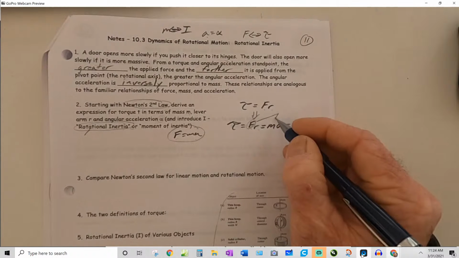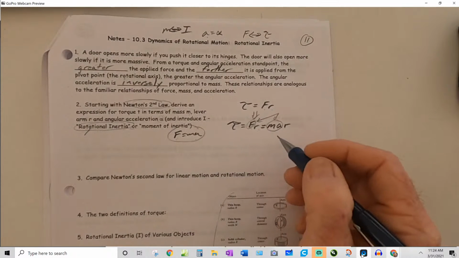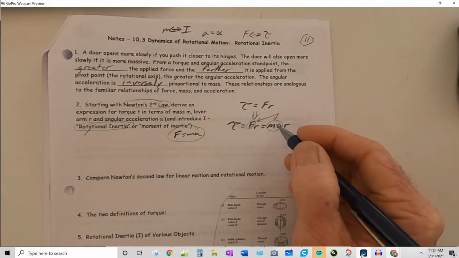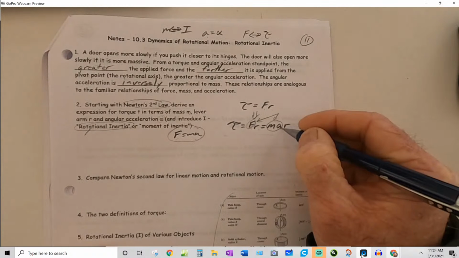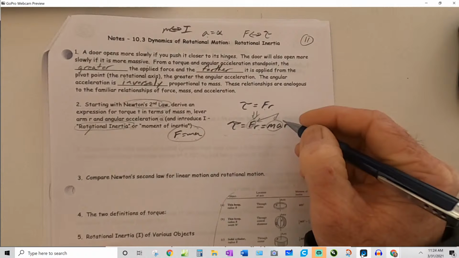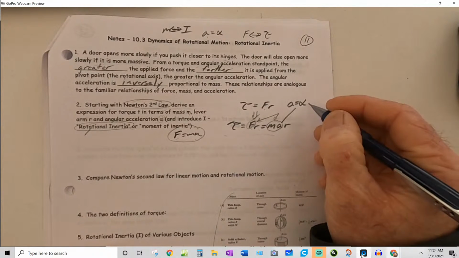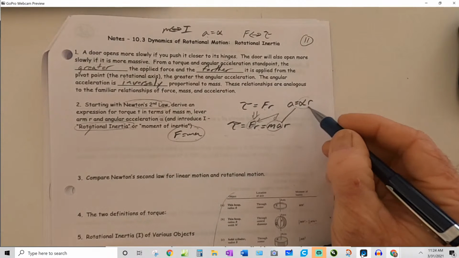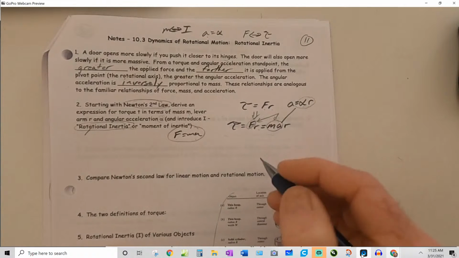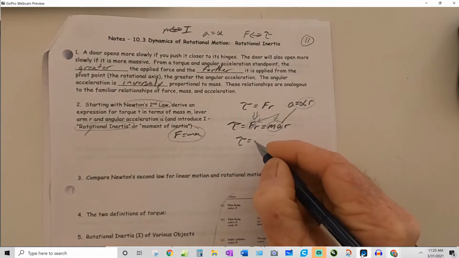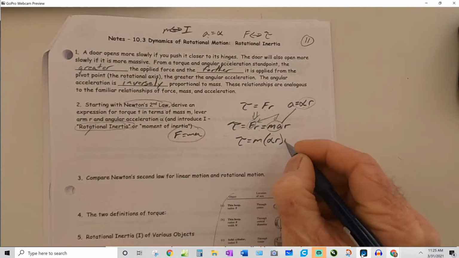So these two things are equal. And I want to make this an entirely rotational expression. And I've got this linear acceleration in here. So if I remember that linear acceleration equals angular acceleration times r, now I can substitute in alpha r for this. So torque equals m times alpha r times r.